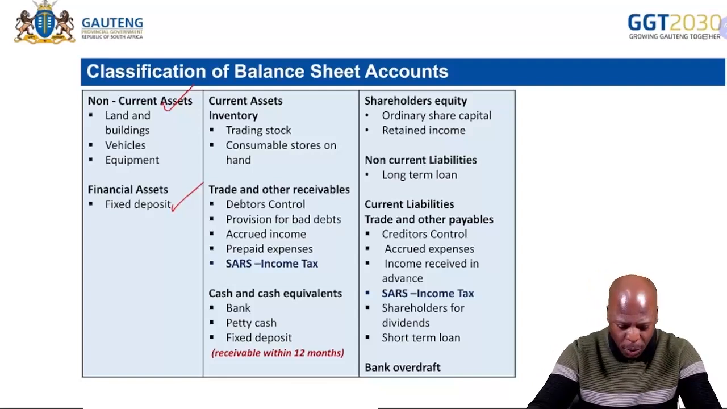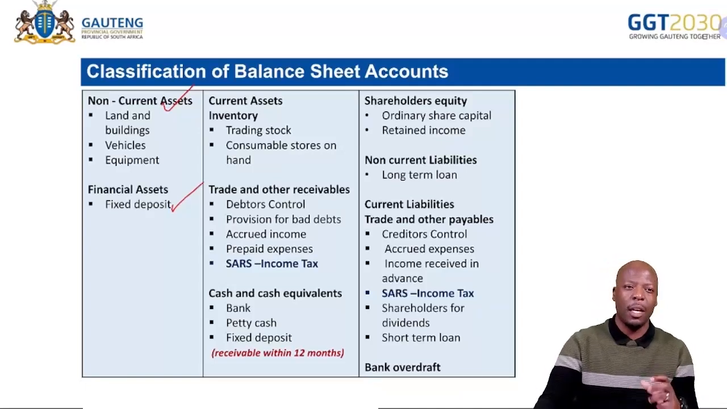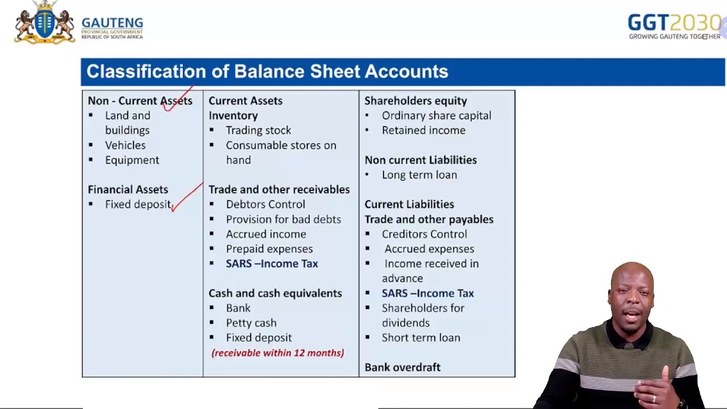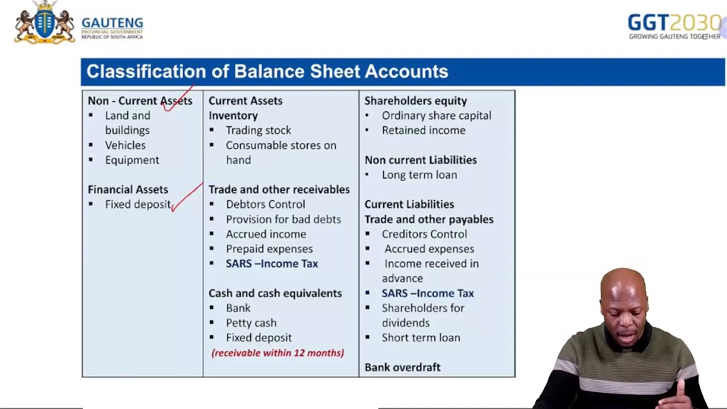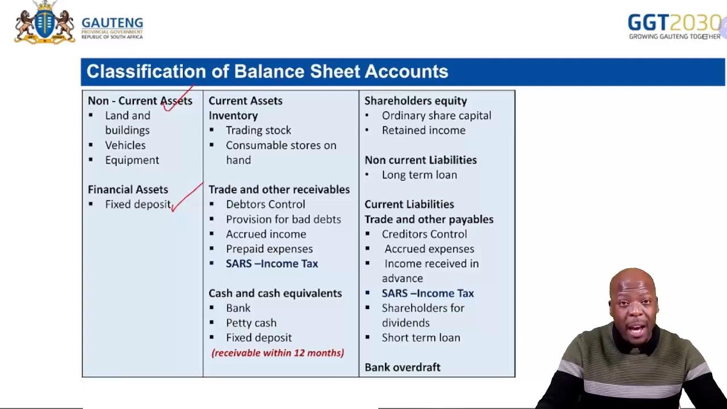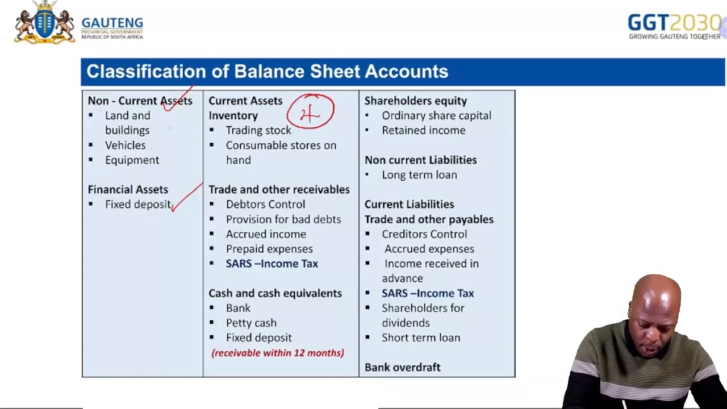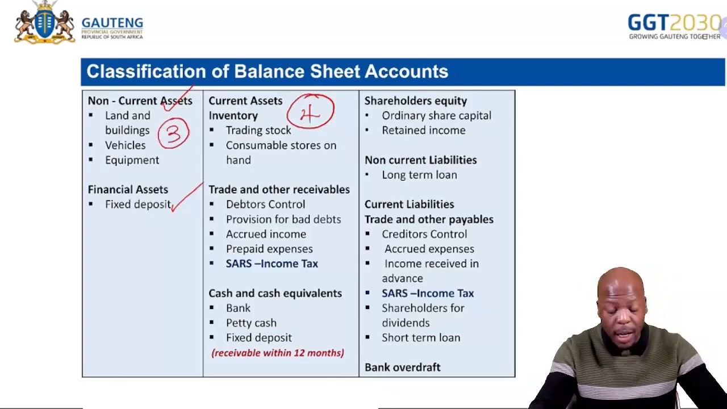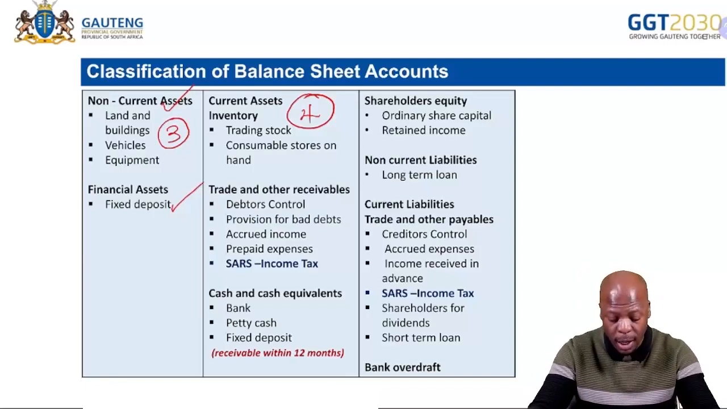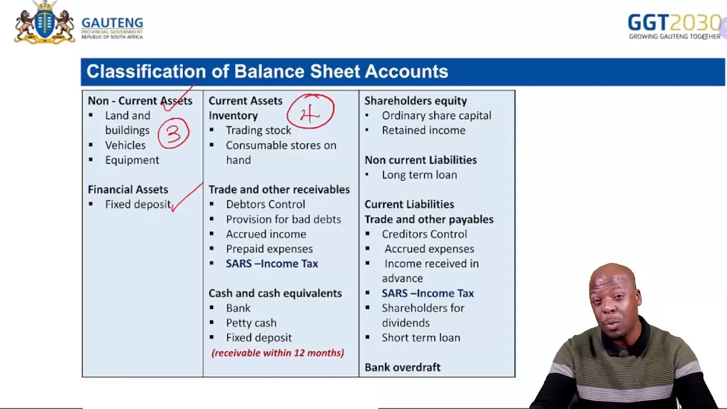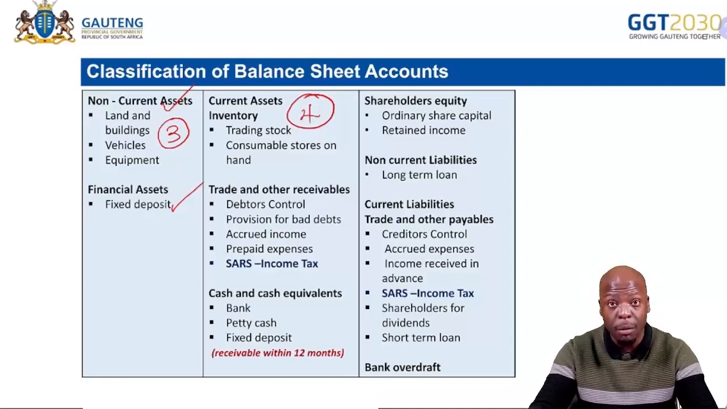You also have what we call current assets. Every time you hear the word current, you must think 12 months and less. In other words, these are assets that exist in the business for one financial period. And we have three under our current assets. We have first our inventory, which in most cases we talk of note number 4. But when we come to our non-current assets here, we're talking note number 3. And under our current assets, we are talking of inventory, which is our trading stock, as well as our consumable stores on hand. And these ones go to note number 4.